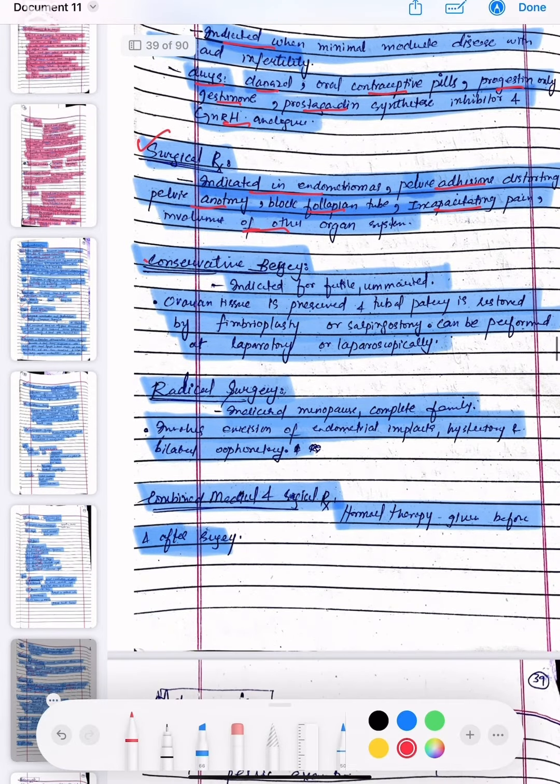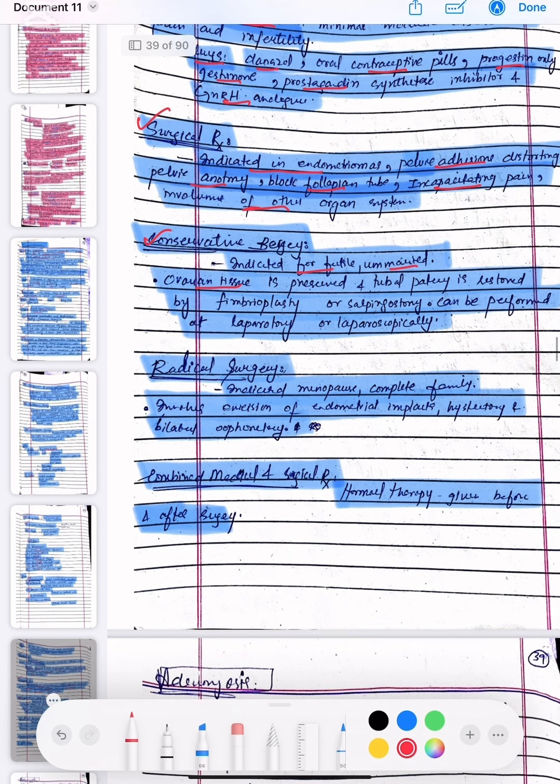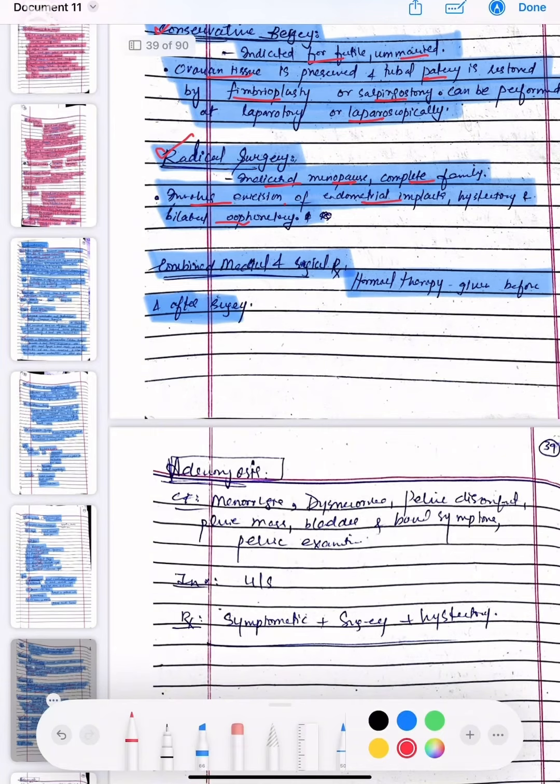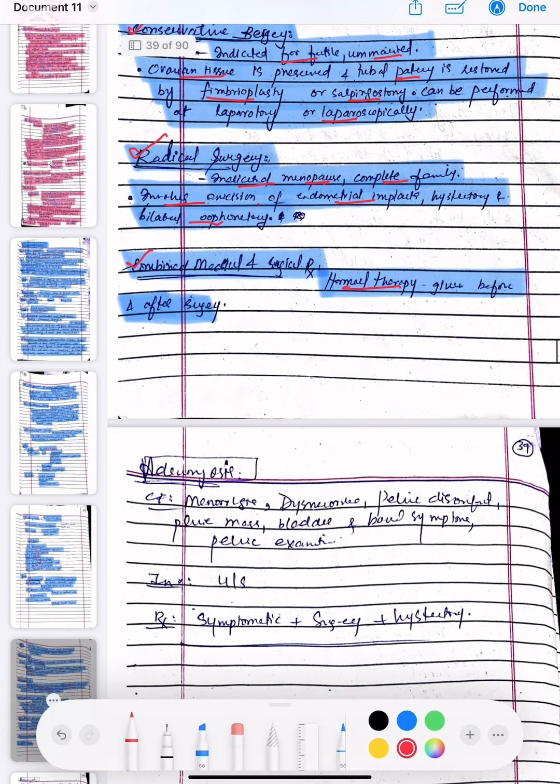The conservative surgery is indicated for the fertile and unmarried. Ovarian tissue is preserved and tubal patency is restored by fimbrioplasty or salpingostomy and can be performed at laparotomy or laparoscopy. Radical surgery is indicated for menopausal patients and to complete the family. It involves the excision of the endometrial implants, hysterectomy, and bilateral oophorectomy. The combined medical and surgical treatment is hormonal therapy given before and then after surgery.